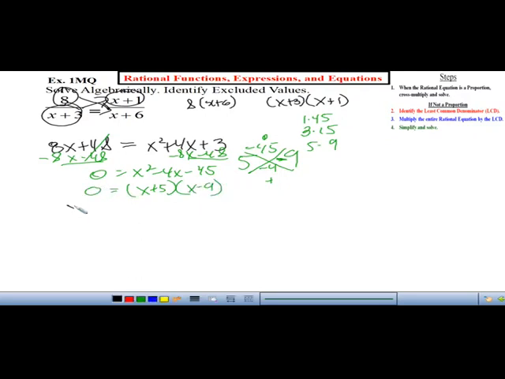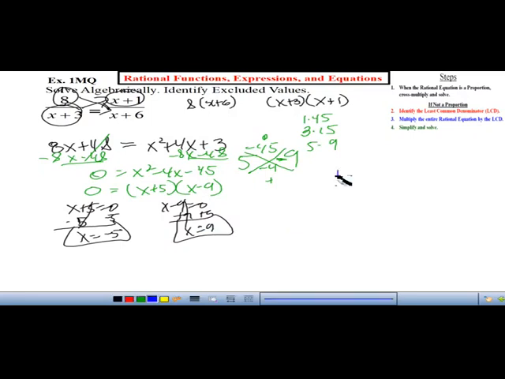From there, we set each one equal to 0: x plus 5 equal to 0, x minus 9 equal to 0. Subtract 5, x equals -5, plus 9, x equals 9. So these are my solutions. Am I done? No. Excluded values. What are my denominators? x plus 3 equal to 0, and x plus 6 equal to 0. And when you solve, the excluded values are -6 and -3. Have you got that? All right, good.